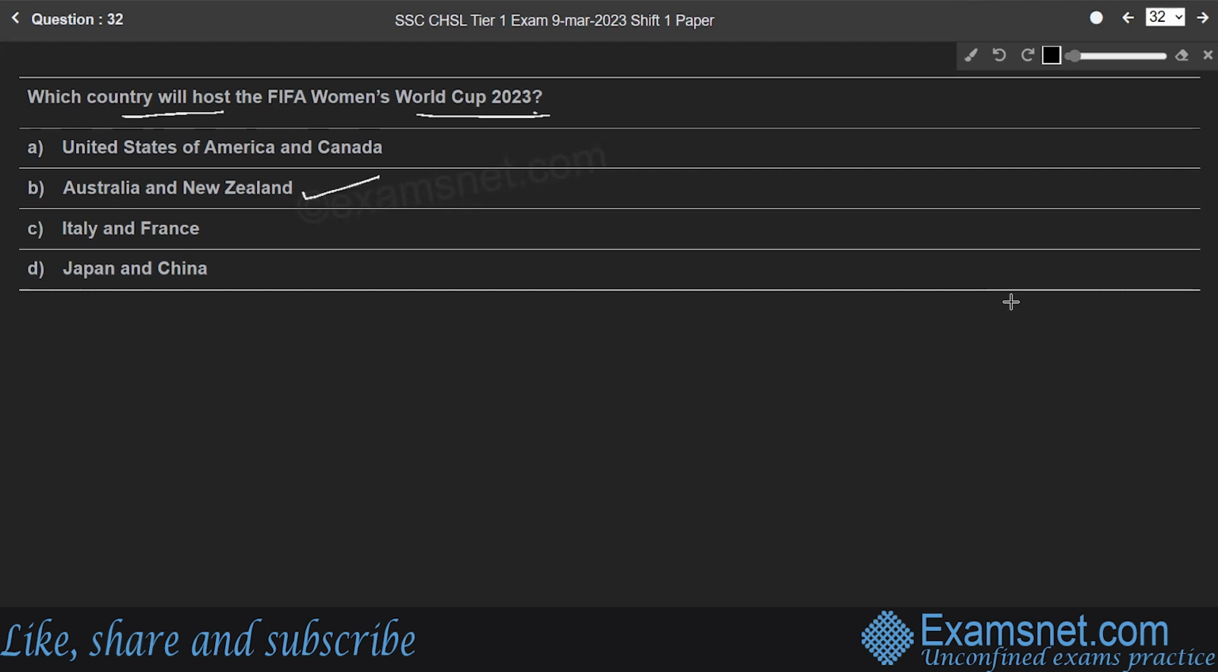The joint bid submitted by Football Federation Australia and New Zealand Football received 22 of the 35 valid votes cast by the FIFA council members, with the Colombian Football Association having obtained 13 votes. FIFA's decision means South America is still waiting to host its first Women's World Cup, a tournament that was first played in 1991. Therefore, option B is the right answer.